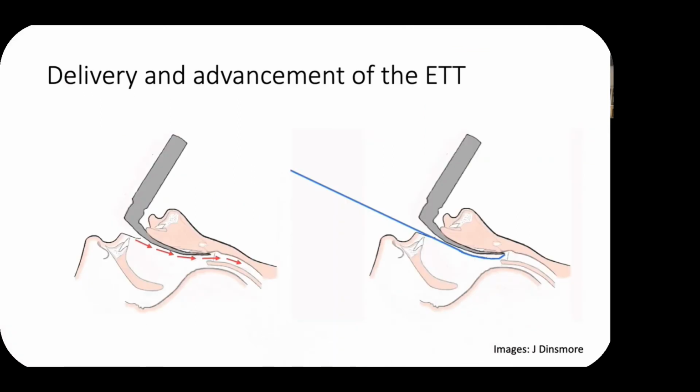This relatively straight line of red arrows depict the path of the endotracheal tube when using a Macintosh blade. If it is possible to visualize the laryngeal inlet with the Macintosh blade, then delivery of the endotracheal tube to the larynx and advancement down the trachea is usually straightforward. Bougies work well with Macintosh blades.